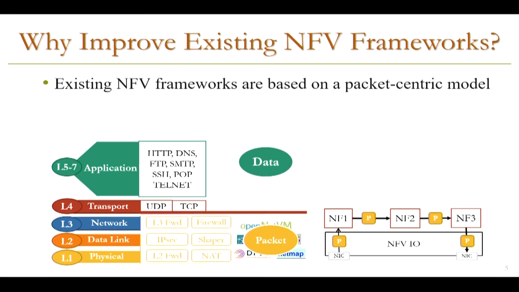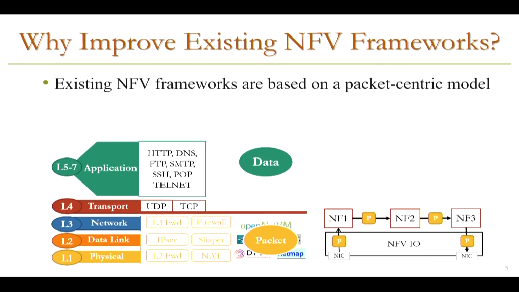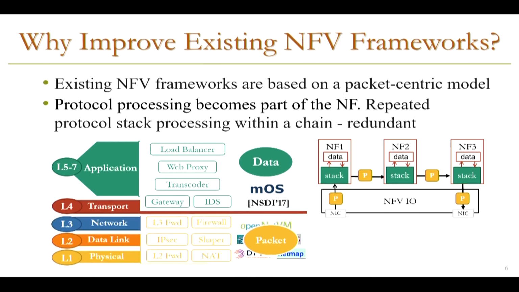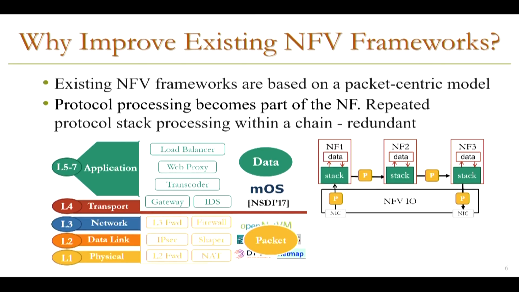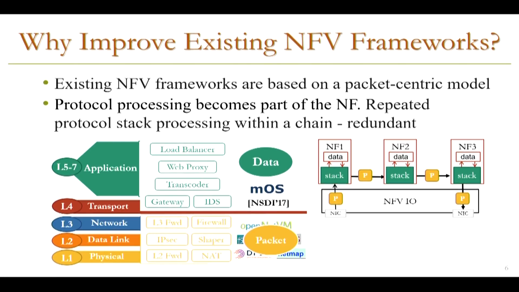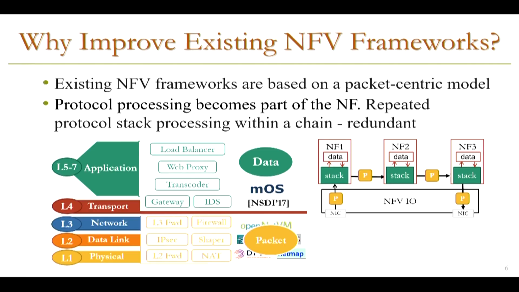However, if we look at the application-level protocols, they actually care about data instead of individual packets, and they rely on the transport layer to deliver correct data. There are a large group of NFs operating at this layer, such as a load balancer and a web proxy. A current solution with packet model is incorporating a TCP stack, such as MOS, for each NF. As a result, a packet needs to go through stack processing multiple times, and the stacks are doing redundant work.